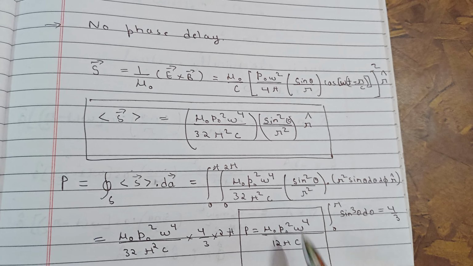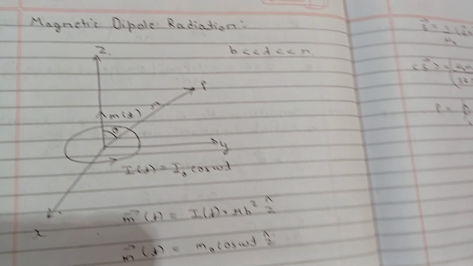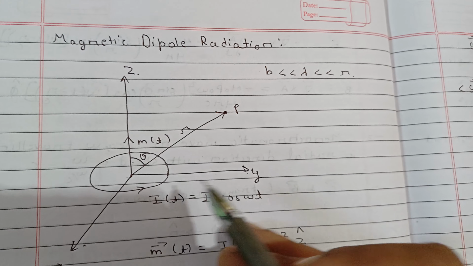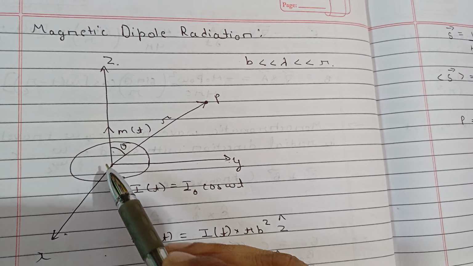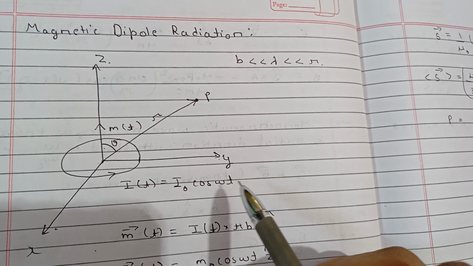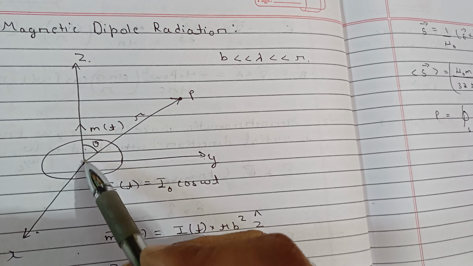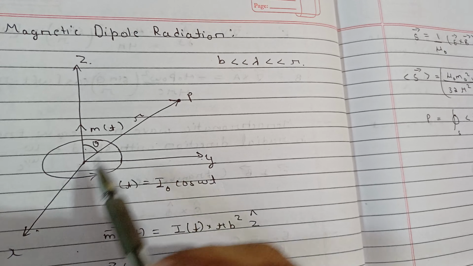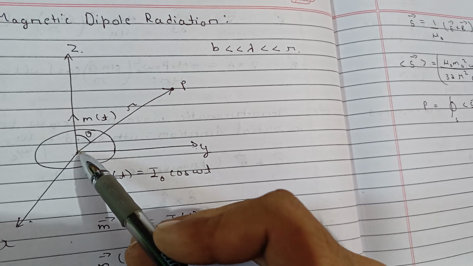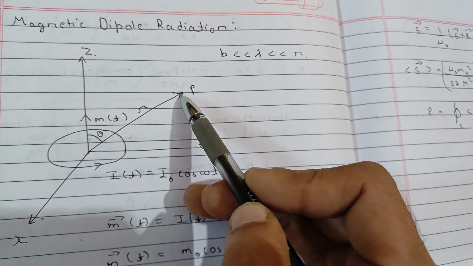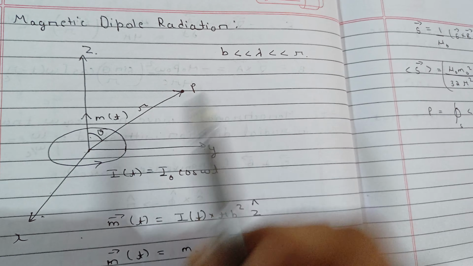This result you must remember, it is a very important result. Now let's see the magnetic dipole. Again we will consider the same thing. There is a small current loop, and this current is changing with time, I naught cos omega t. Due to this there will be a magnetic dipole moment that is also changing with time, m(t). Now due to this small magnetic dipole you need to find the electric and magnetic fields at this point, and prove that it will be the EM wave.